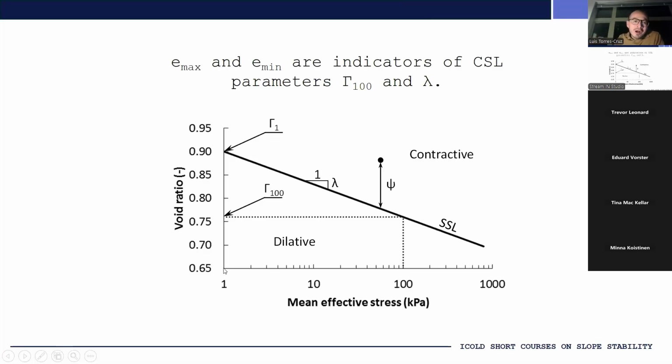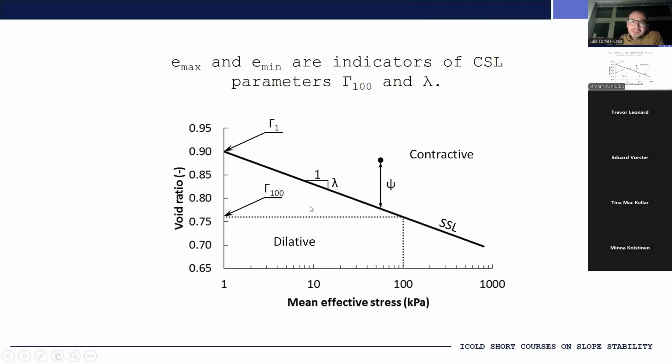The most common selection is to assume that let's say the y-axis is at p prime equal 1. And we call that gamma 1 or simply gamma. For statistical reasons, I prefer to work with gamma 100. In other words, the void ratio at the critical state line when p prime is equal to 100 kilopascals, right? That's gamma 100 indicated there. So you're going to see gamma 100 in the slides that follow.